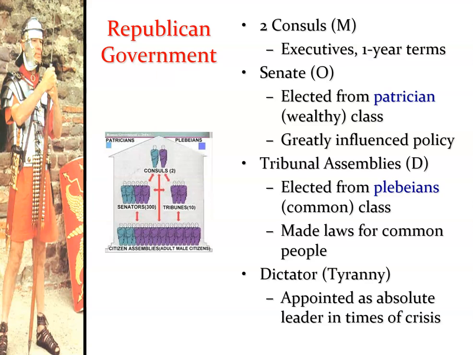There was also the creation of tribunal assemblies, which were elected by plebeians to make laws for the plebeians. So this is a more democratic kind of institution. Finally, if an emergency happened, oftentimes a dictator would be appointed, and that dictator might remind you of the classic Greek tyrant.